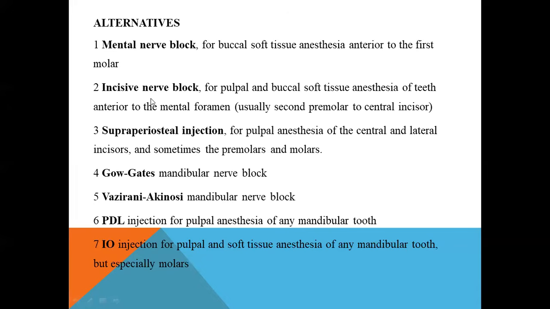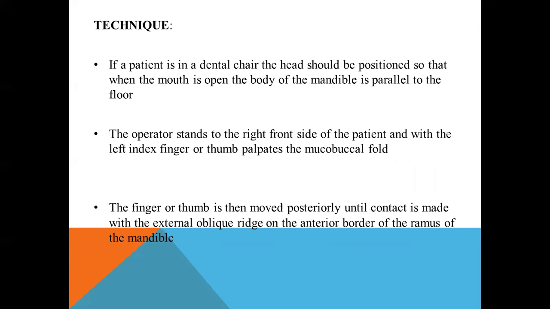Gow-Gates technique, which is a mandibular nerve block. Vazirani Akinosi technique. They are the closed mouth and open mouth techniques. Closed mouth is Vazirani Akinosi, and open mouth is Gow-Gates technique. Periodontal ligament injection for pulpal anesthesia of any mandibular teeth, and the intraosseous injection, also called IO, for pulpal and soft tissue anesthesia of any mandibular teeth, but especially molars. Coming to the technique: so far we have seen where the nerve will get blocked, what structures will get blocked if you use inferior alveolar nerve block, and we have seen a few alternatives. Now we'll see the technique.